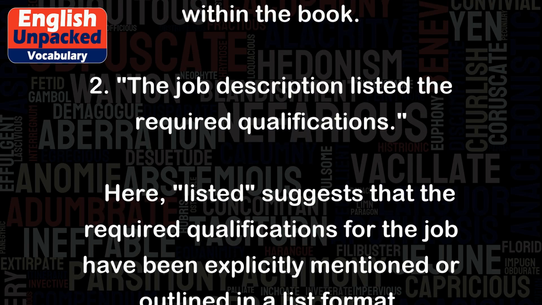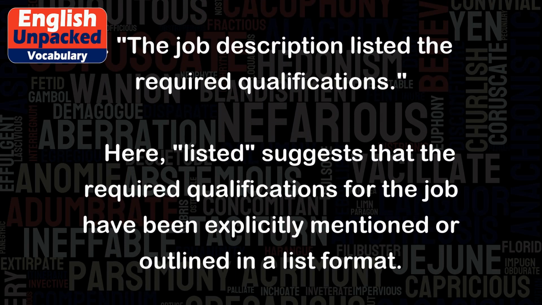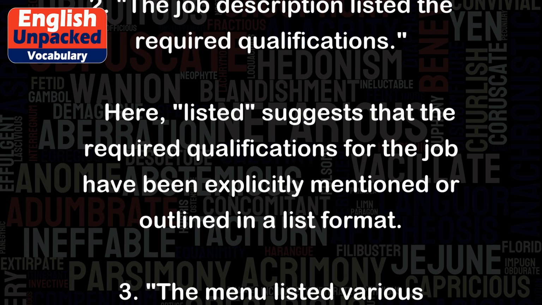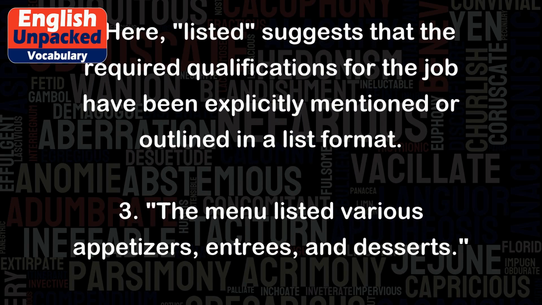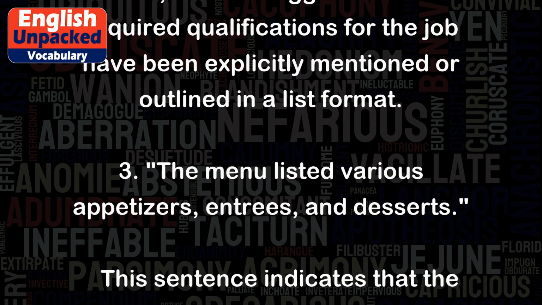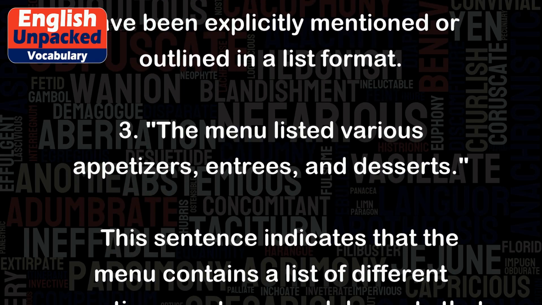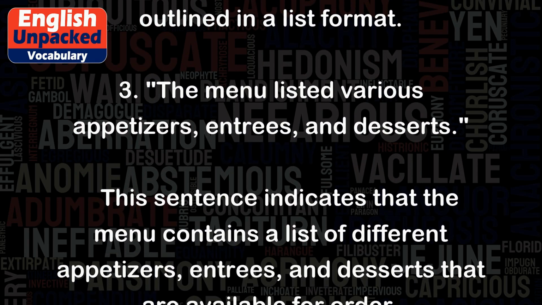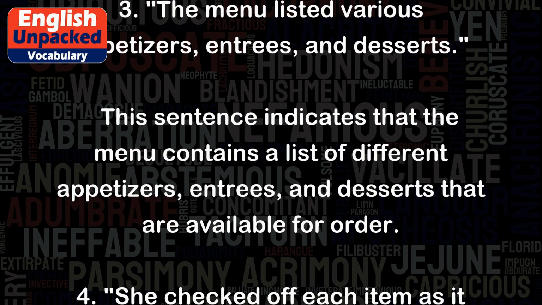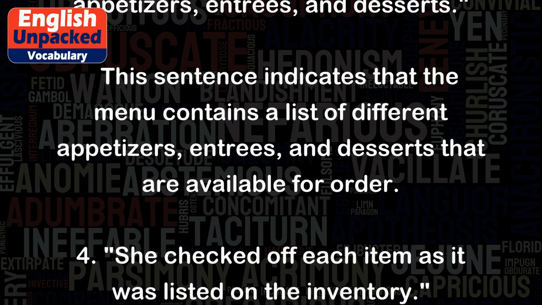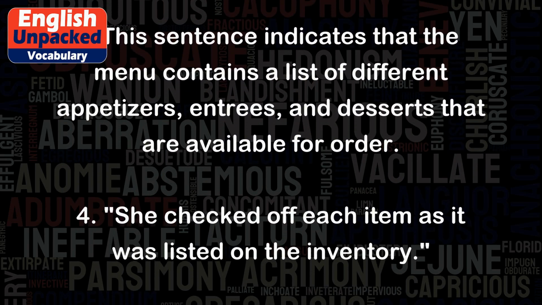2. The job description listed the required qualifications. Here, listed suggests that the required qualifications for the job have been explicitly mentioned or outlined in a list format. 3. The menu listed various appetizers, entrees, and desserts. This sentence indicates that the menu contains a list of different appetizers, entrees, and desserts that are available for order.